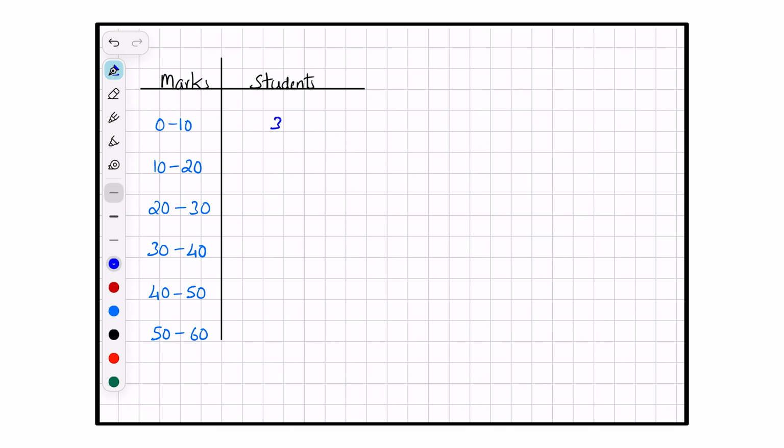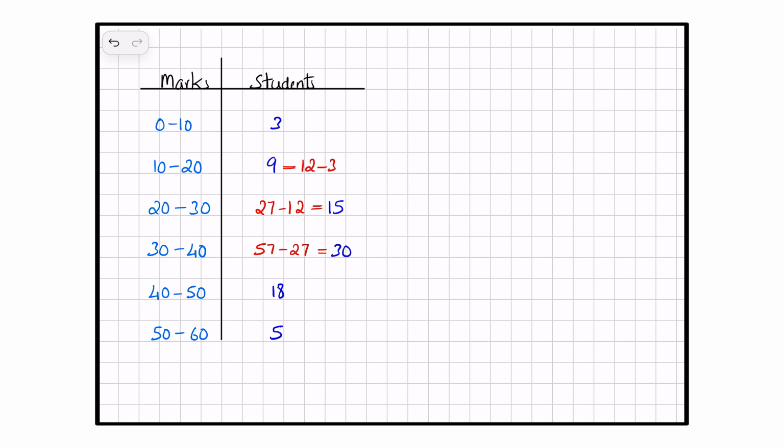For 10 to 20, how do we calculate? For 10 to 20, I can calculate using below 20 and below 10, or 12 minus 3, which is 9. 9 will be the number of students between 10 to 20. Next, for 20 to 30, how many students will be there? It will be 27 minus 12. We will get 15. Then similarly for the next class, I can write 57 minus 27, or 30 students. Similarly, if you do, you will get 18 and 5.